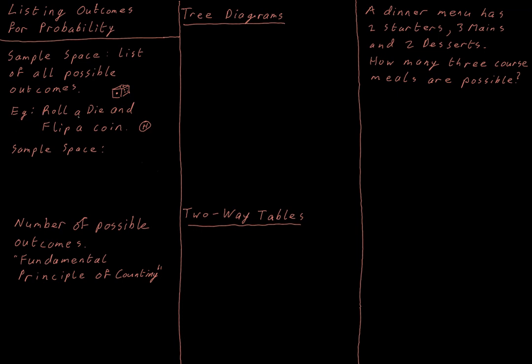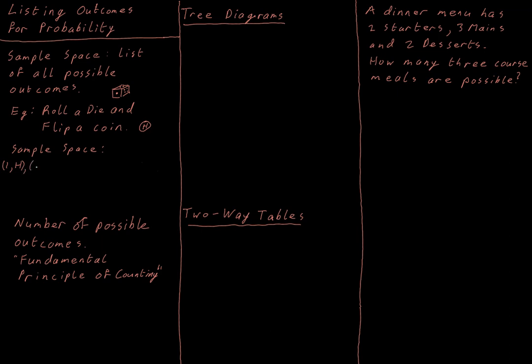So if we look at the example of rolling one six-sided fair die and flipping one fair coin, what we want initially is just to write down the sample space as a list. So what could happen? Well, we could roll the die and we could get a 1, and when we flip the coin, we could get a head. So an outcome that could occur would be a 1 on the die and a head on the coin.